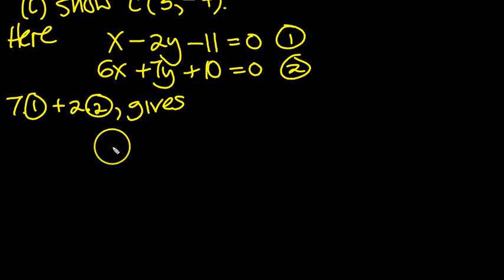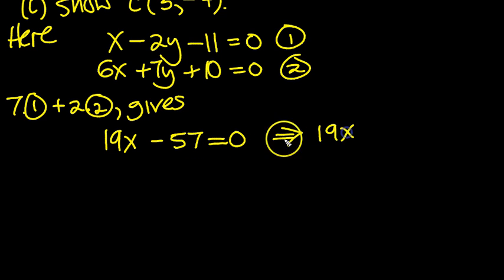So 7 of these is 7x plus 2 of these is 12x. 7 plus 12 is 19x. 7 of these is -14y plus 2 of these, which is +14y. They cancel, that's why we're doing it. 7 of these is -77. 2 of these is 20. -77 plus 20 is -57. And that should look good to you, because you know that 19 goes into 57.